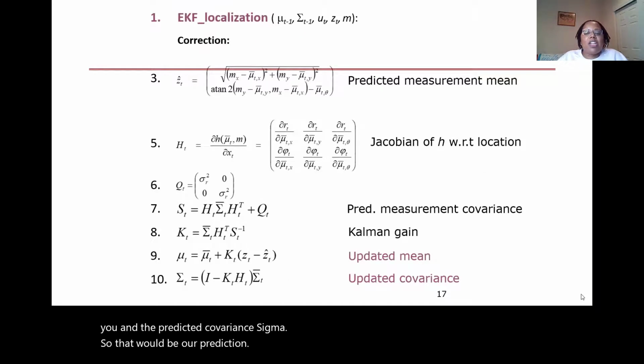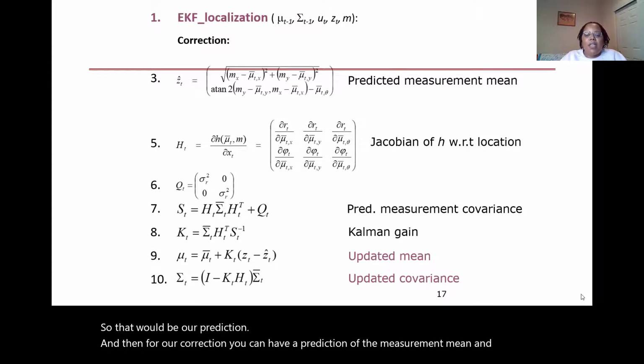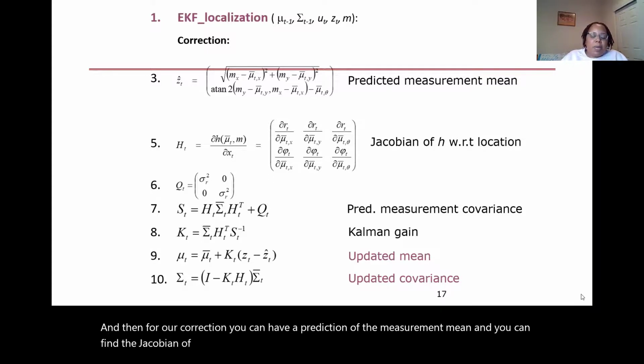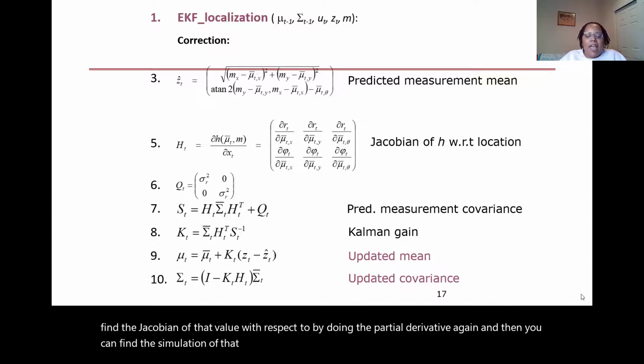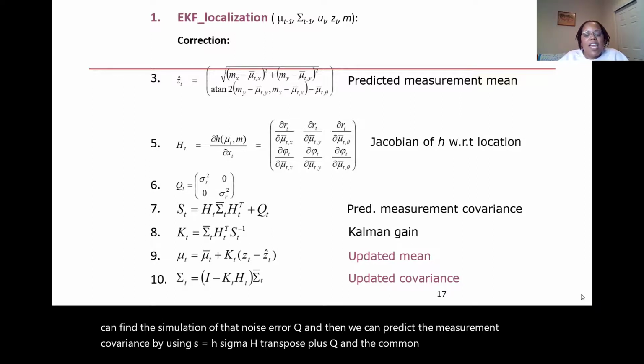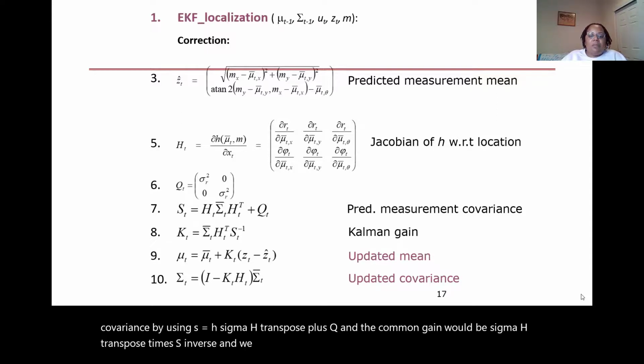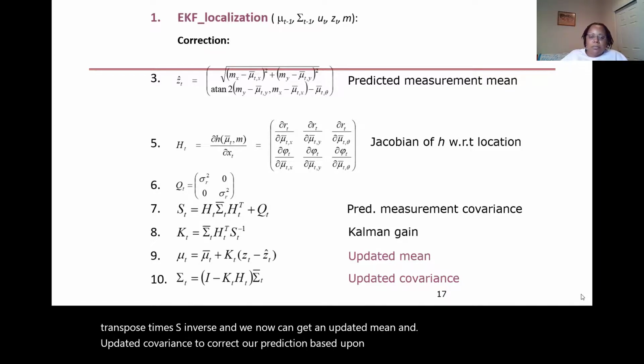And then for our correction, you can have a prediction of the measurement mean, and you can find the Jacobian of that value, H, by doing the partial derivative again. And then you can find the simulation of that noise error Q. And then we can predict the measurement covariance by using S equals H sigma H transpose plus Q. And the Kalman gain would be sigma H transpose times S inverse. And we now can get an updated mean and an updated covariance to correct our prediction based upon our sensor model.